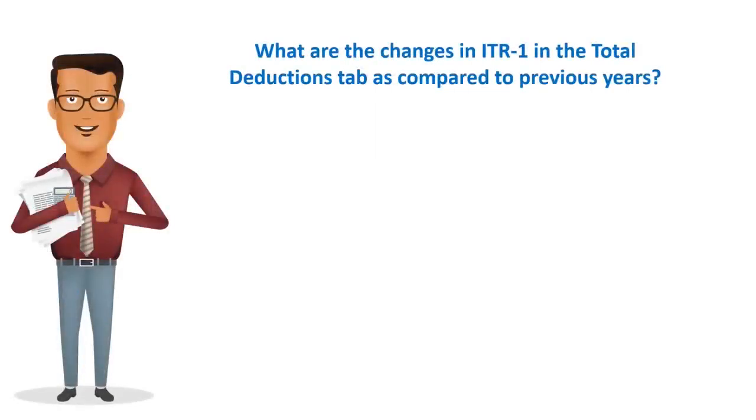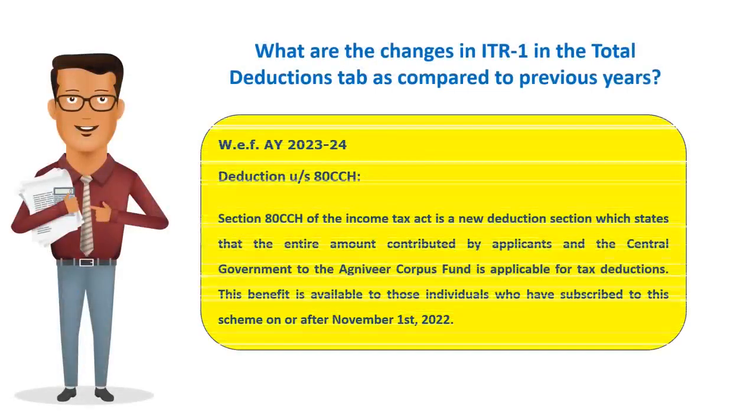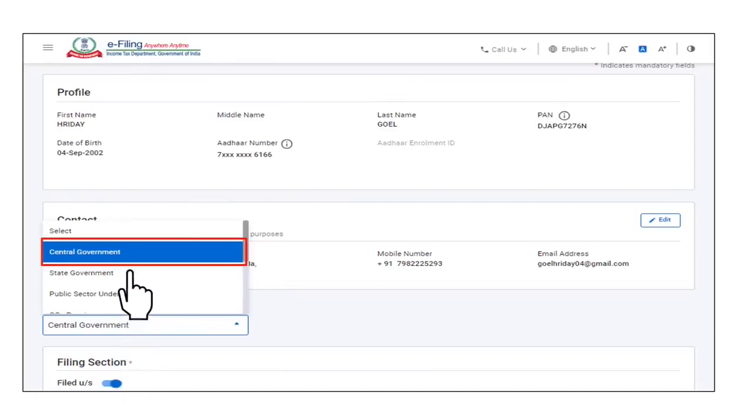It is important to note the changes in ITR 1 in Total Deductions tab as compared to the previous year. With effect from assessment year 23-24, you would be able to see deduction under section 80CCH, which is a new deduction which states the entire amount contributed by applicants and the central government to the Agniveer Corpus Fund. This benefit is available to those individuals who have subscribed to this scheme on or after November 1, 2022. The deduction is available if you have selected central government as the nature of employer.